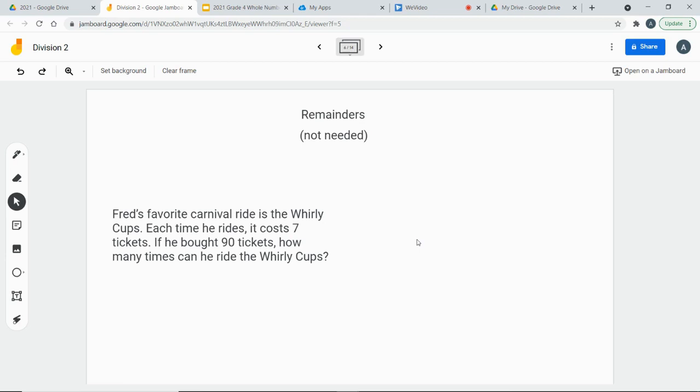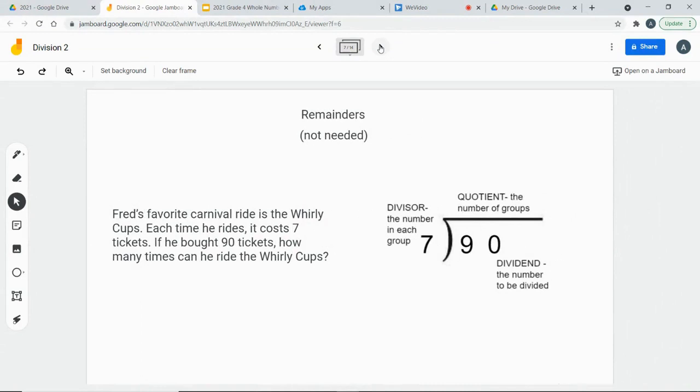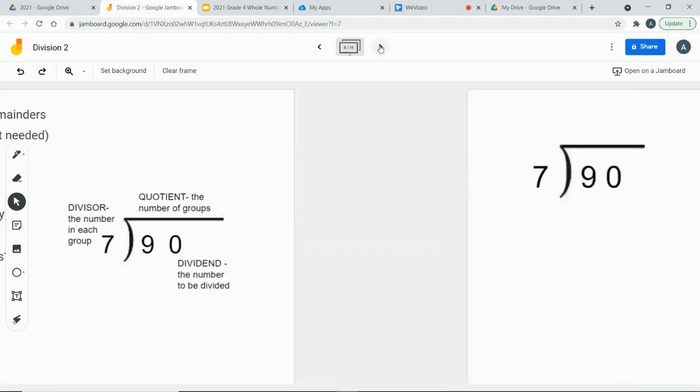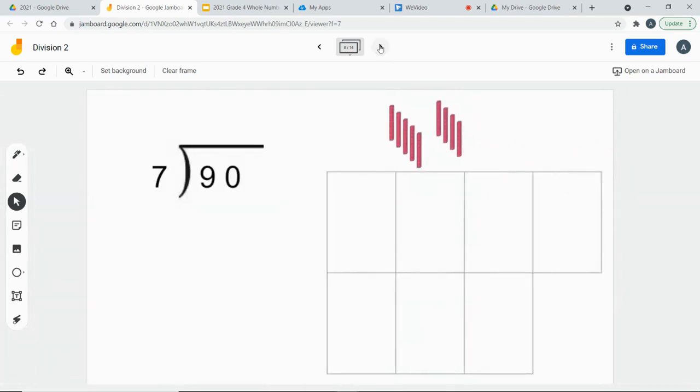For example, Fred's favorite carnival ride is the Whirly Cups. Each time he rides, it costs 7 tickets. He bought 90 tickets. How many times can he ride the Whirly Cups? So I know I have 90 tickets, and they'll be divided into groups, and the number in each group is 7 because it costs 7 tickets each time he rides. So the number of groups will be the number of times that he can ride. Let's work this one out together.